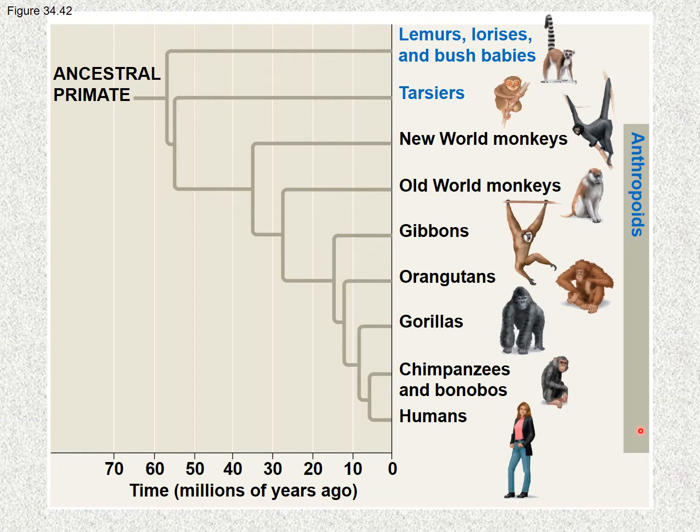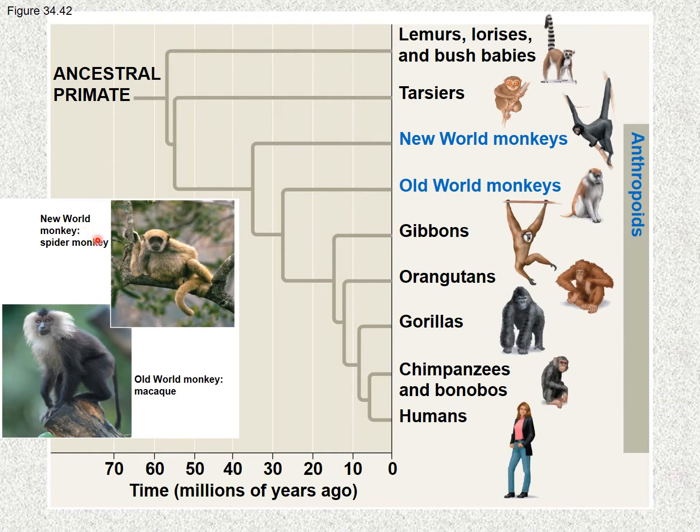So you can see the anthropoids. The anthropoids include the monkeys, and this is the ape group right here. The ape group starts with the gibbons and goes all the way to humans. You can see humans and chimps and bonobos seem to have diverged about 6 to 7 million years ago. And again, this reiterates that the anthropoids include the monkeys and the apes.